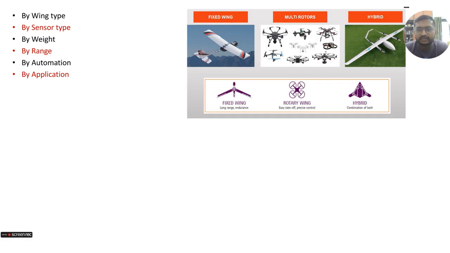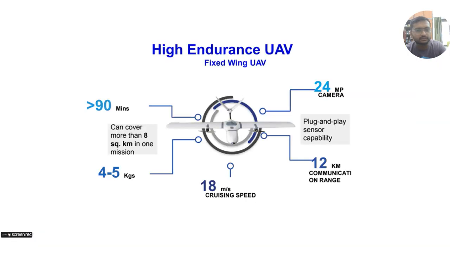Then depending on weight, any idea how the classification is done? So obviously there will be mini, micro, nano. Yes, exactly. Then range, which is how far it can go, then automation, and then application. So these depend on things like fully controlled mode and all. Now let's see something on that also.